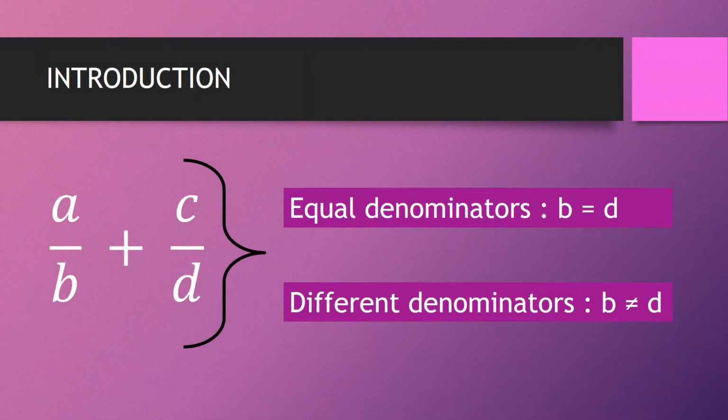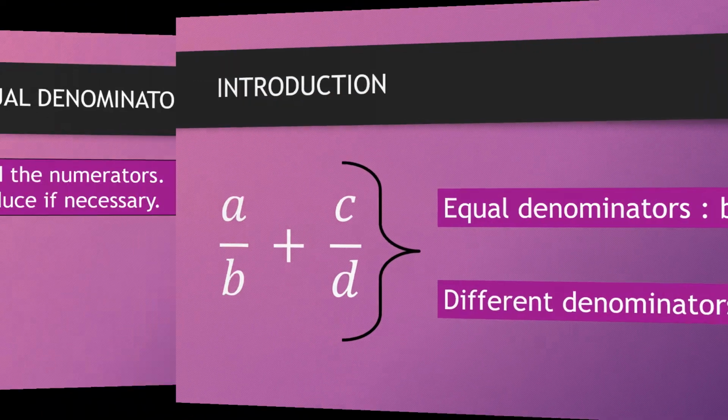The method to add fractions is very important. You need to recognize two different situations. Situation number one, when you have equal denominators. In this case, B and D are the same. And the second case is you have different denominators. In both cases, the methods to solve the addition of fractions are different. You will see the first.